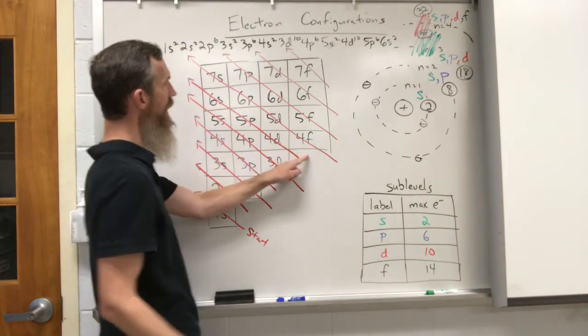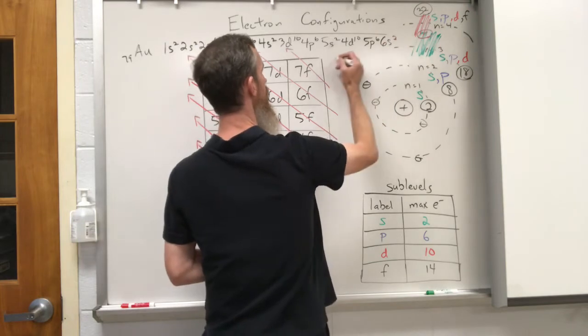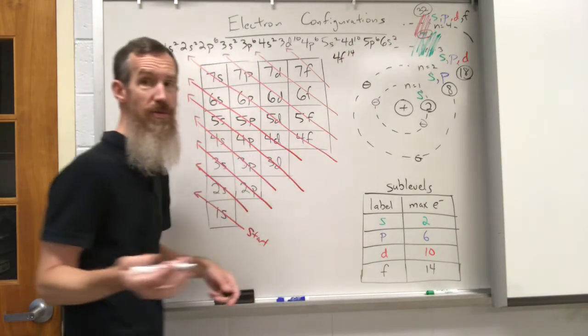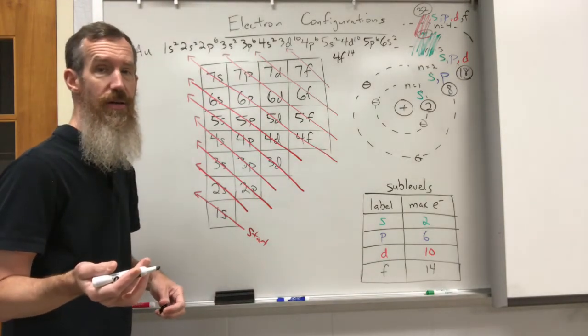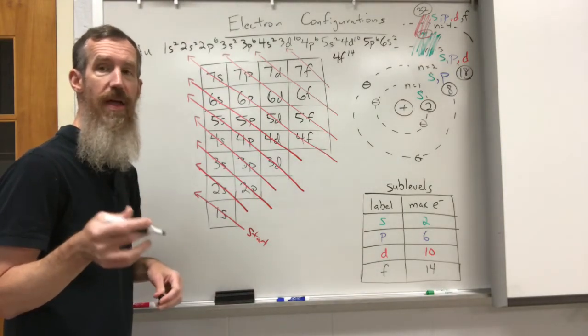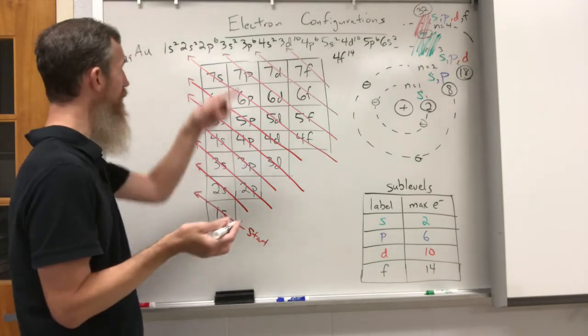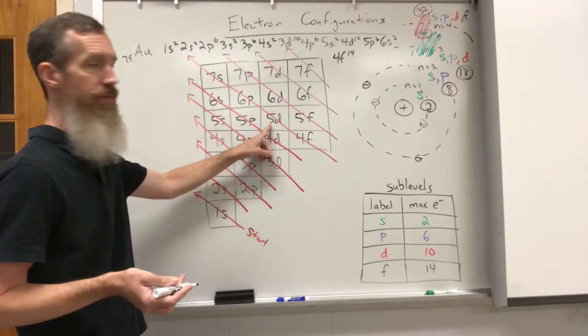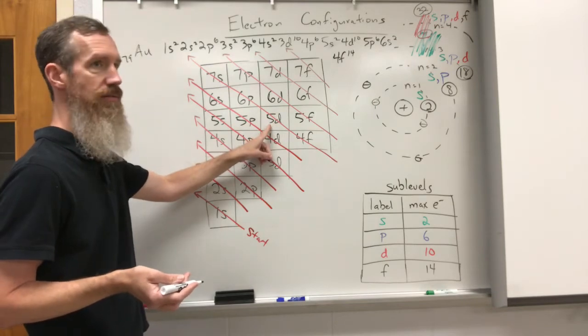6s, then 4f. All right, so I'm running out of room over here. I'm going to write it down here. Now we jump to the 4f, and that's 14. Remember, I told you we have 24 more electrons to go. Sorry, Belle. I have 24 more electrons to go. Well, that just took a big chunk out of it, didn't it? And then I go to the 5d.